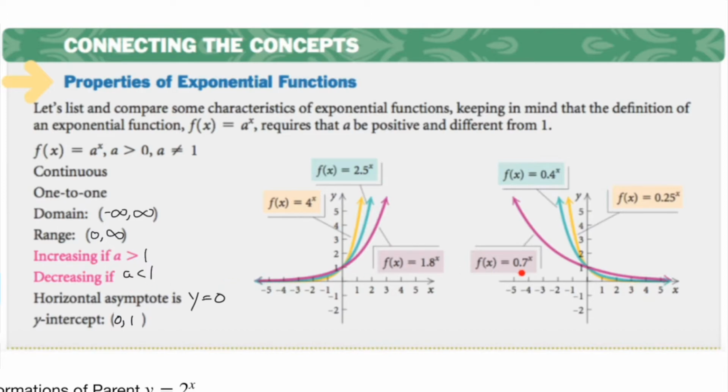All of these are going to have a horizontal asymptote at y equals 0, and they're going to have a y-intercept at (0, 1). That's because for any value here, if the input is 0, then a to the 0 is always going to equal positive 1. They all intersect at this point right here.